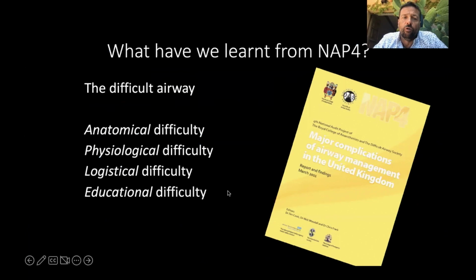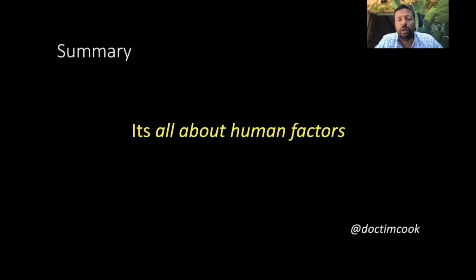So we've learned from NAP4, when previously perhaps we thought that the difficult airway was predominantly anatomical, that airways can be difficult anatomically, physiologically, logistically. You're in the wrong place, you haven't got the right tools, you're pre-hospital, et cetera, or educationally, you're inexperienced, or you haven't been educated in all the tools that you could or potentially should be using. And most of the death and harm, I believe, comes from the non-anatomical difficulty, physiological difficulty accounting for cardiovascular collapse, but logistical and educational difficulty accounting for a lot of harm.